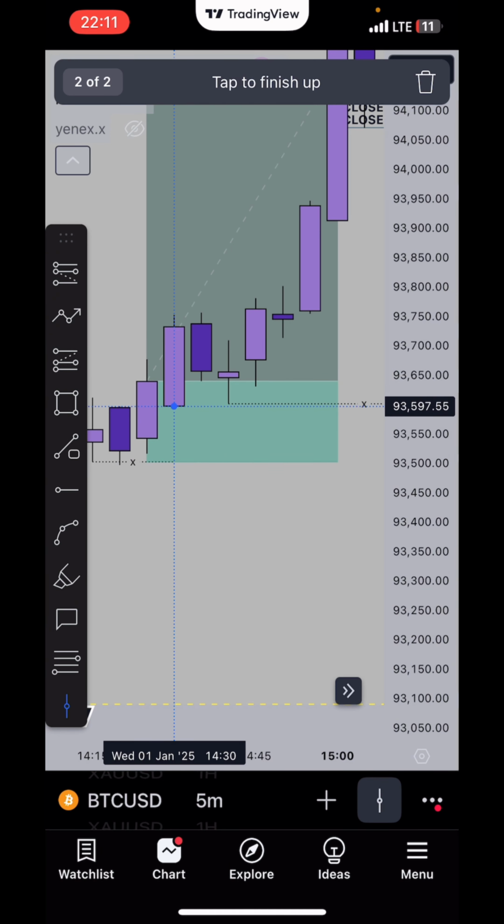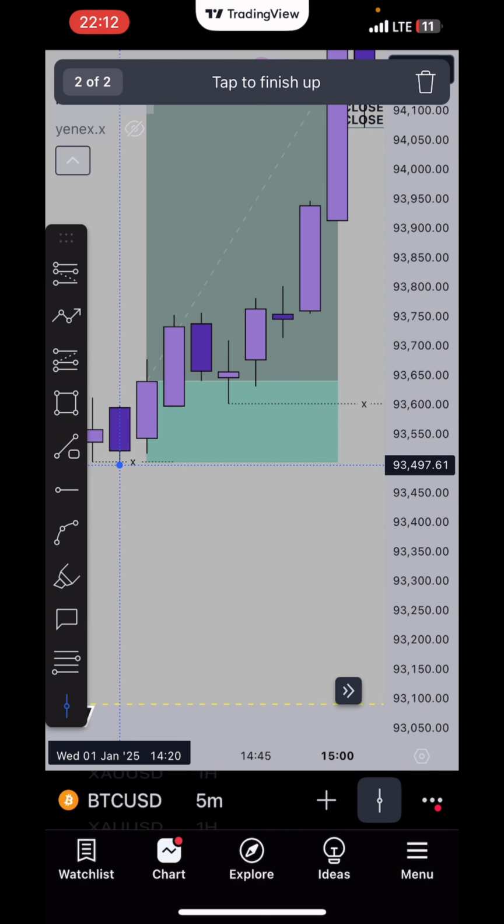So let's say our entry was this point here, 93,640, and you're entering on this price, you're buying now. But because we are using different brokers, we may not be getting the same price. So if I tell you to enter with your SL at 93,497.61, you're going to enter at the wrong price, and it's going to cause a lot of issues for both of us.